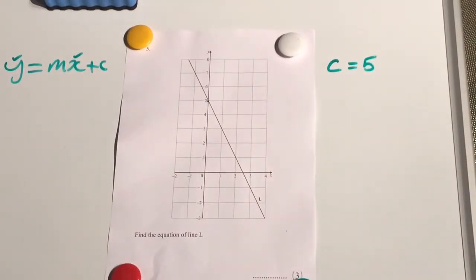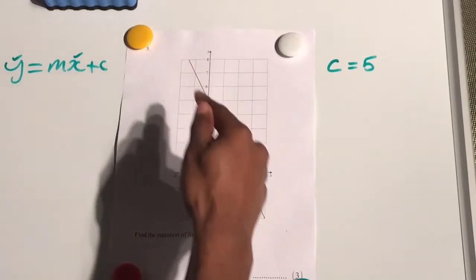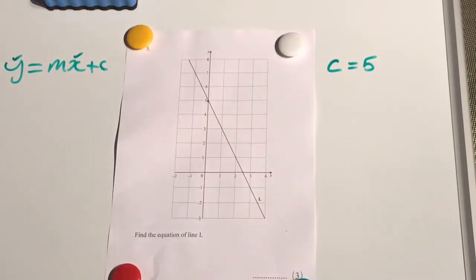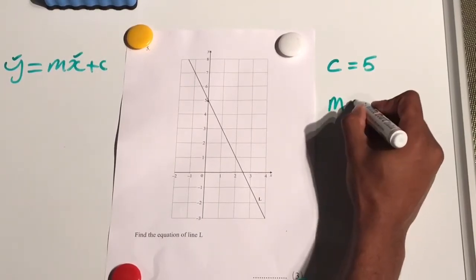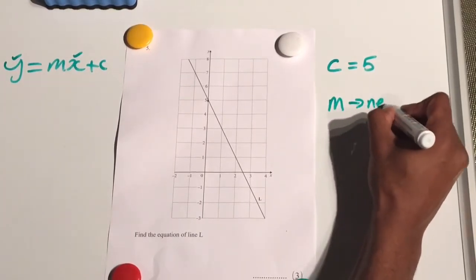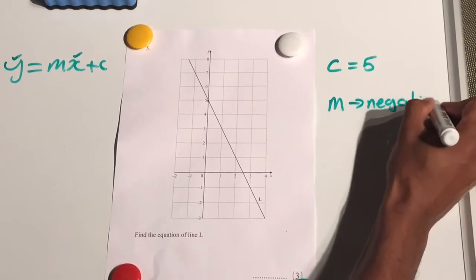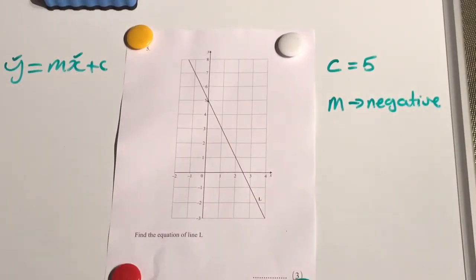So the only thing left to calculate now, folks, is the gradient of the line. I know that as I look from left to right, the line is sloping downwards. Yeah? So that's going to tell me some information. It tells me that my m, my gradient, is going to be negative, because it's sloping down. So I know when I get my answer, if it's not negative, I've gone wrong somewhere. So that's something to notice.